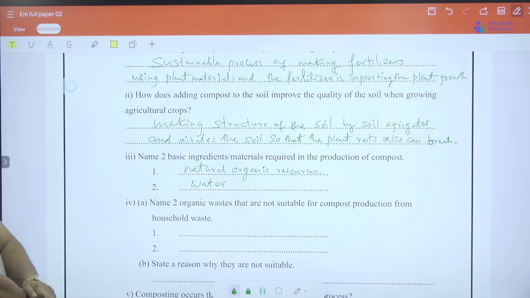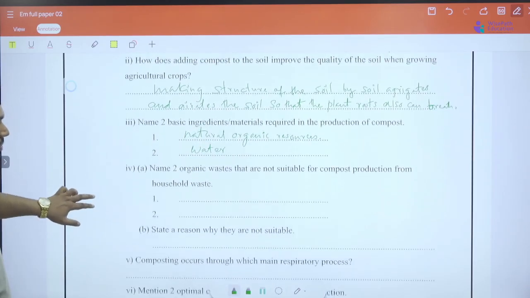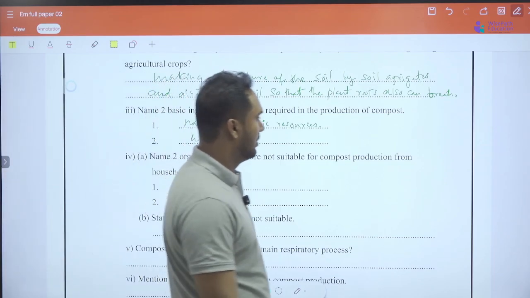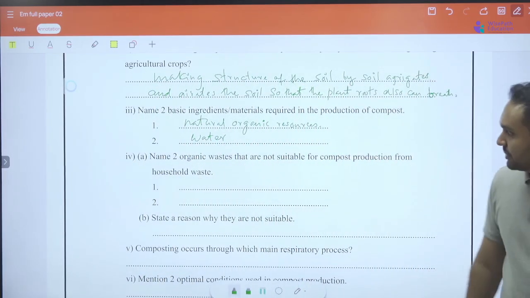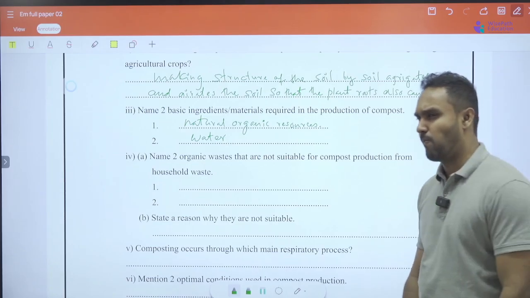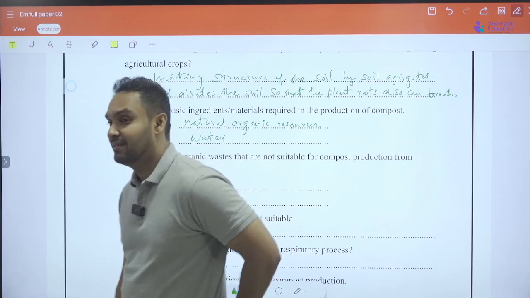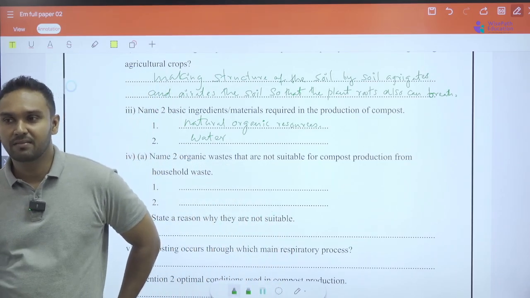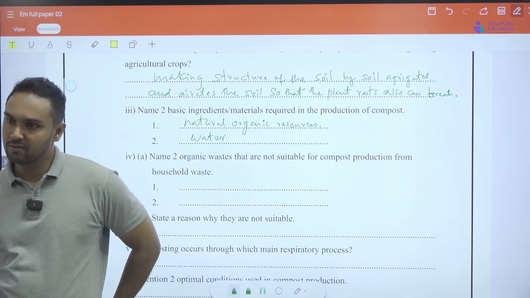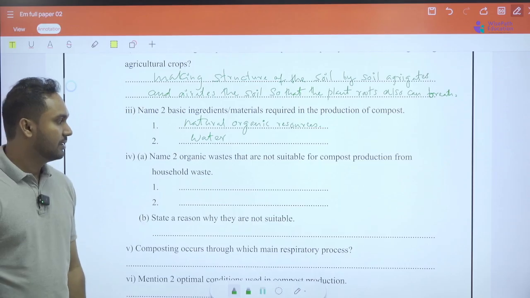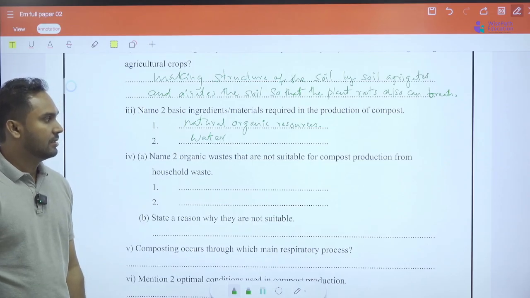Right. Fourth one, name 2 organic waste that are not suitable for compost production from household waste. 2 of the wastes that are not suitable. Something given in the note. Now first thing is to come with the something given in the note, and if there's nothing in the note, yeah, that's fine to answer something like that. So two things were given, I can remember.